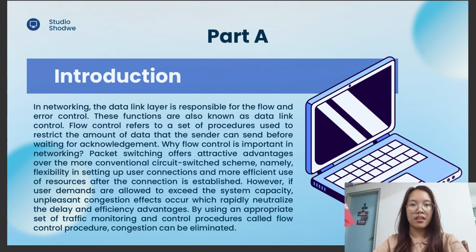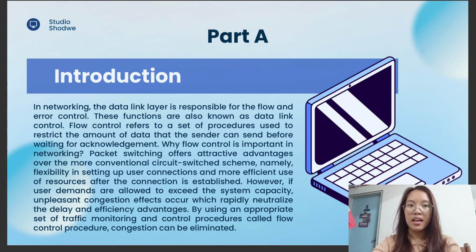In networking, the data link layer is responsible for flow and error control. These functions are also known as data link control. Flow control refers to a set of procedures used to restrict the amount of data that the sender can send before waiting for acknowledgement. So why is flow control important?